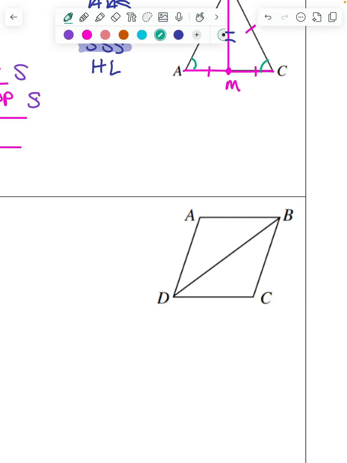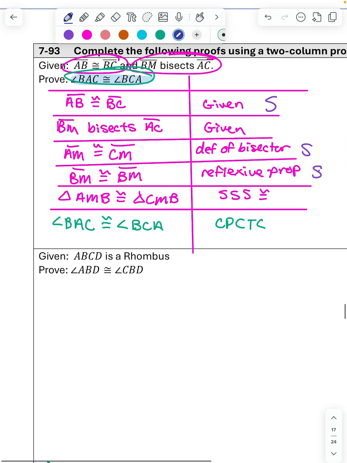I personally am a big fan of side, side, side congruency. We know that opposite sides are congruent, and we have a shared side here. So when I'm looking at these two triangles, triangle 1 and triangle 2 over here, I already know they're congruent by side, side, side congruency because it's a rhombus. So I think that's the direction I'm going to take my proof in.